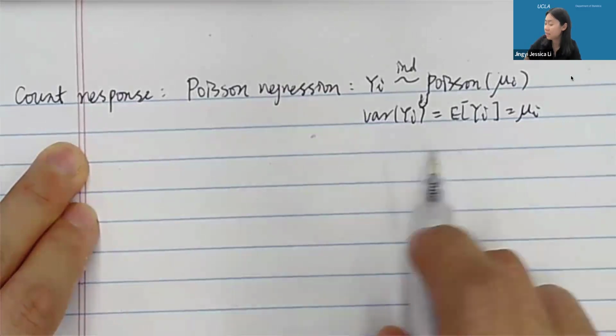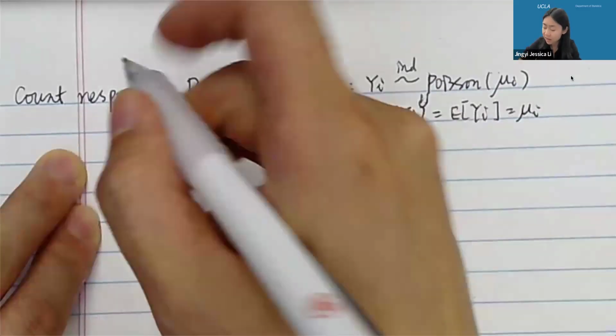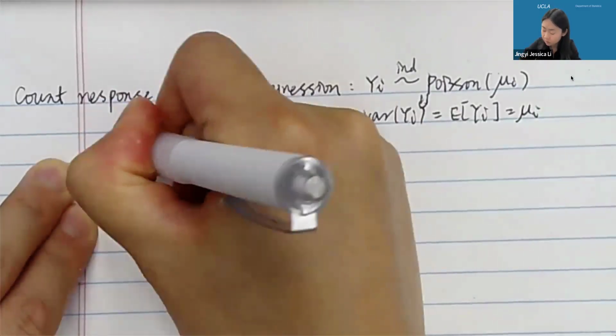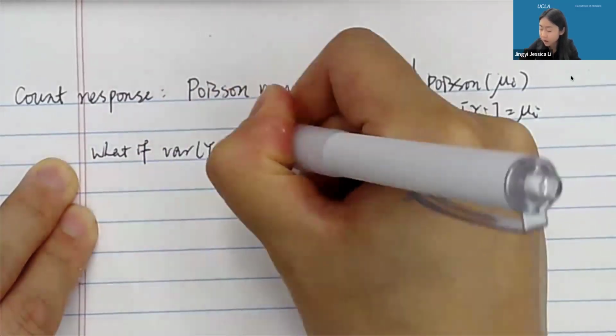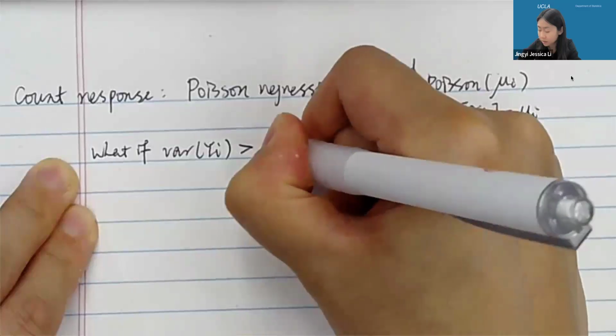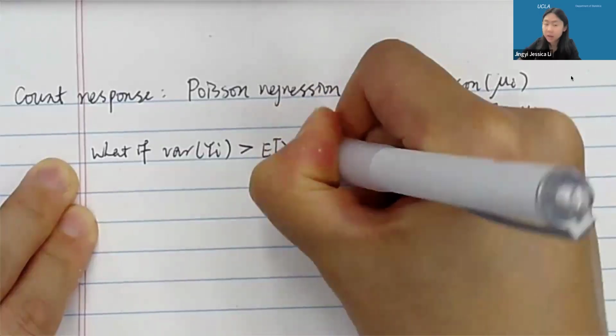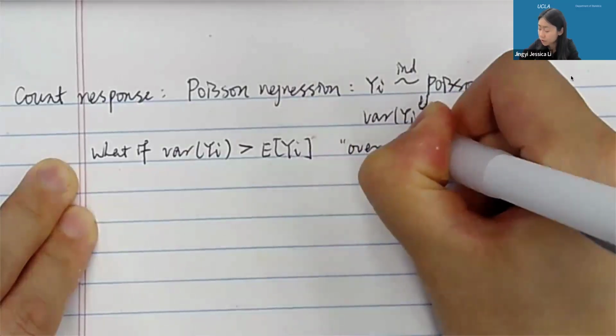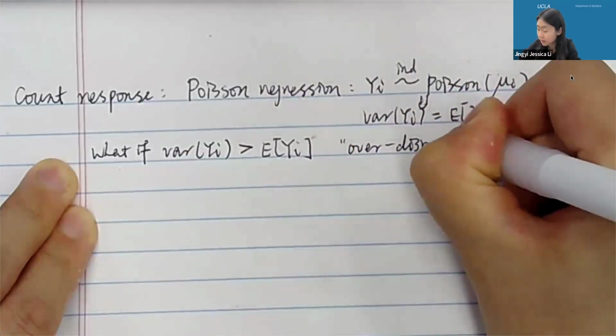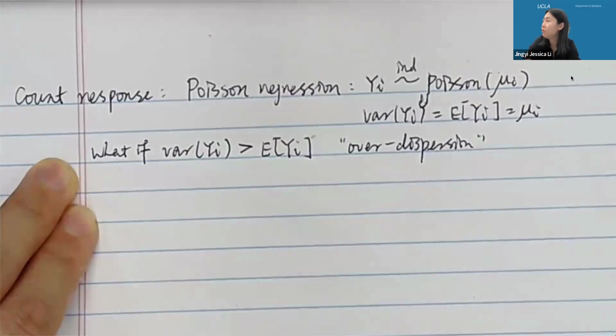What if the data doesn't satisfy this? So what if we have empirical evidence to say that the variance of yi should be bigger than the mean of yi? And we call this phenomenon over dispersion. Okay, so to resolve this over dispersion issue, which will violate the Poisson assumption, we have two strategies.